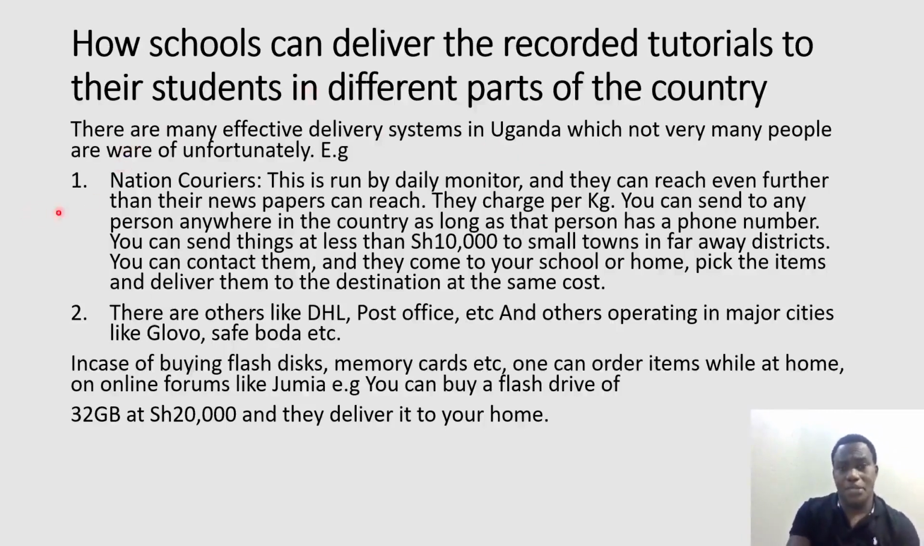For example, Nation Couriers. This is run by the Daily Monitor. They can reach even further than their newspapers can reach. They charge per kilogram. You can send to any person anywhere in the country as long as that person has a phone number. You can send things at less than 10,000 shillings to small towns in faraway districts.